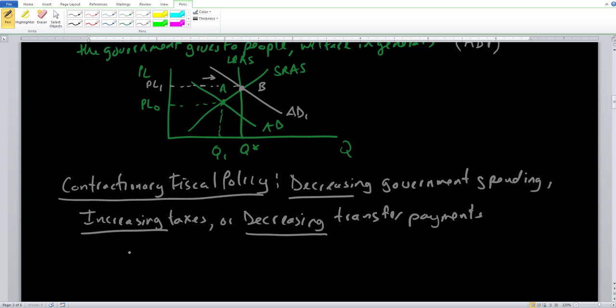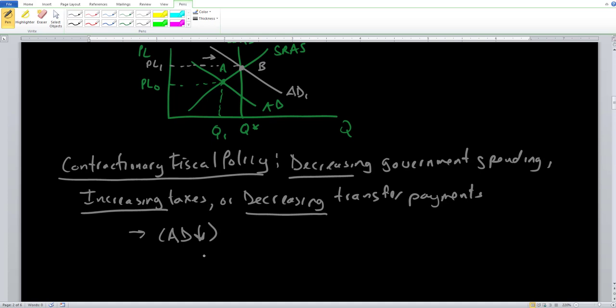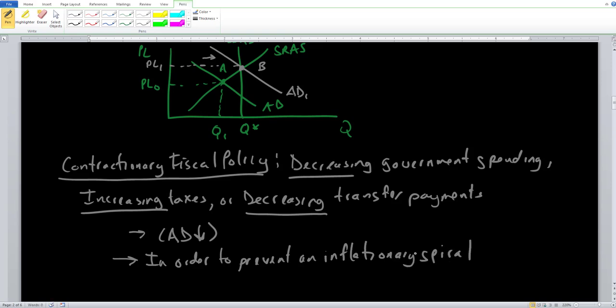All of these are going to do what to our aggregate demand curve? This is going to cause aggregate demand to go down, so decrease towards the origin. And why would the government ever want to pursue some type of contractionary fiscal policy? Well, that's where they want to prevent demand pull inflation from actually happening. So we want to stop inflation in its tracks, in order to prevent an inflationary spiral. So if the government ever wants to keep inflation in check, that's exactly where they want to pursue some type of contractionary fiscal policy.